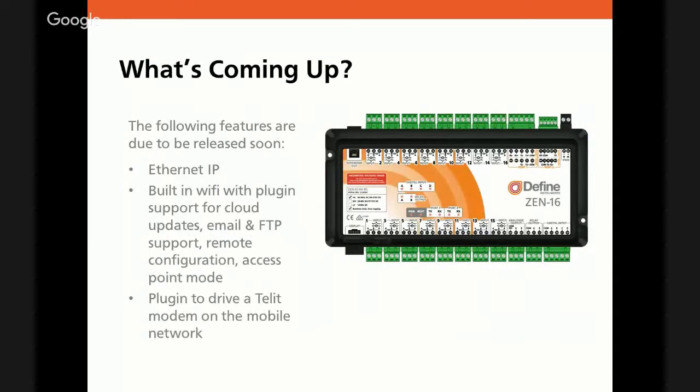What's coming up? As I mentioned, soon to be released features: Ethernet IP, which will be released probably in a few months' time. We have built-in Wi-Fi with plugin support for cloud updates, email, FTP, remote configuration, and access point mode. That should be coming out soon. It'll allow the Zen-16 to wirelessly connect to your existing network or to create its own ad hoc network, which will let you connect several Zen-16s together, or else let you connect into the Zen-16 directly through your PC or configure the device without going through the programming port.